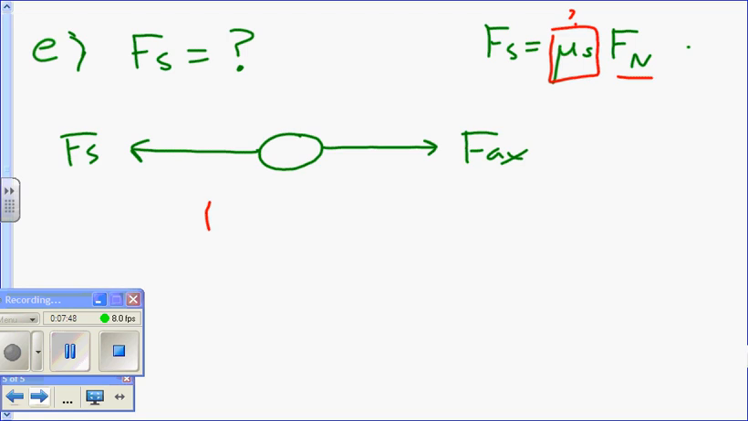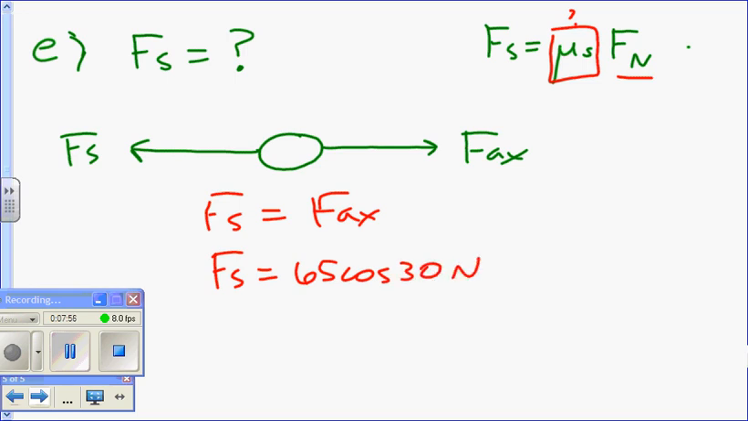So, because Fs equals FAX, very simple, the static friction force is equal to 65 cos 30 degrees. And again, we could solve with the number, but it's okay to leave it like this as well, because it's actually more accurate.